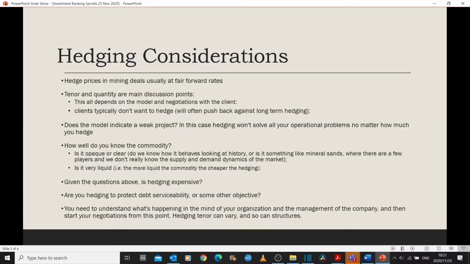And you need to understand, okay, hedging tenor can vary and so can structures. I think that's the basic conclusion. So to answer my student's question, you need to ask more questions. There is no stock standard approach, but I hope this slide gives you some questions to ask before you arrive at a solution. So it's going to be back and forth, and there might be some negotiation between you and the client, but at least you know what questions you need to be asking.